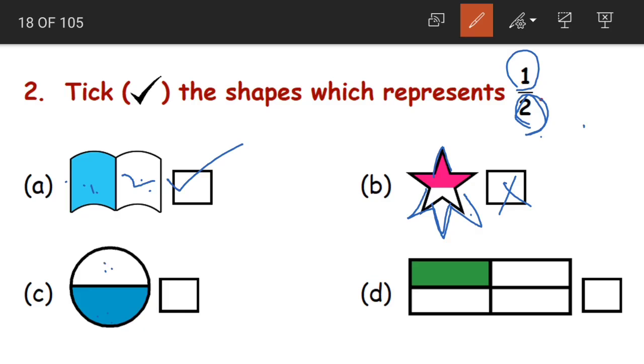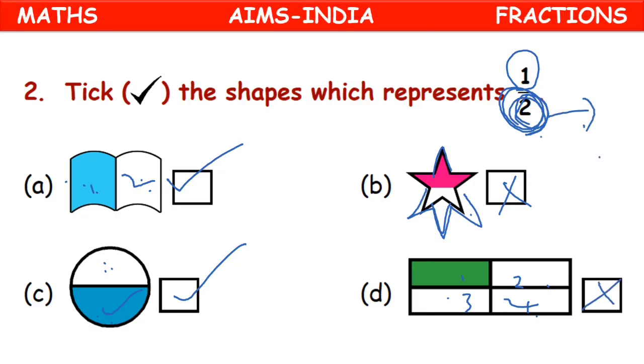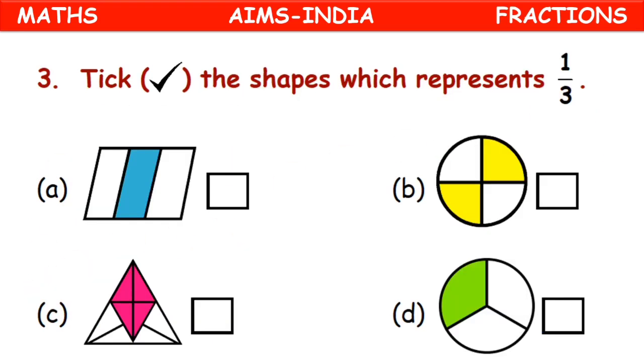C, again 2 equal parts, one is shaded. So C is 1 by 2. Coming to option D, it is divided into 4 equal parts. But what is the denominator here? Only 2. So again D is also not our answer. Only A and C represent 1 by 2.